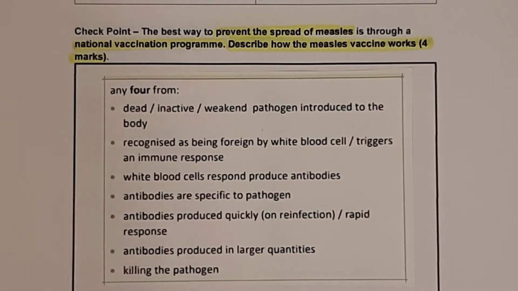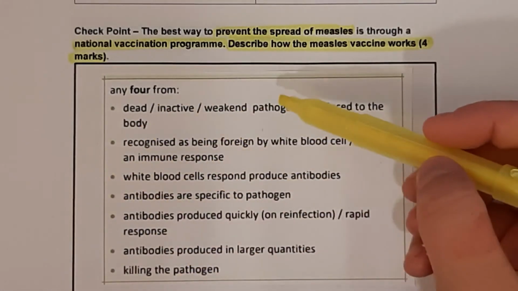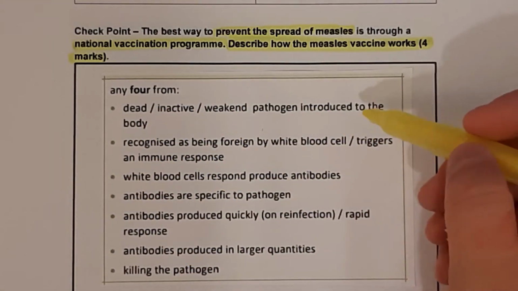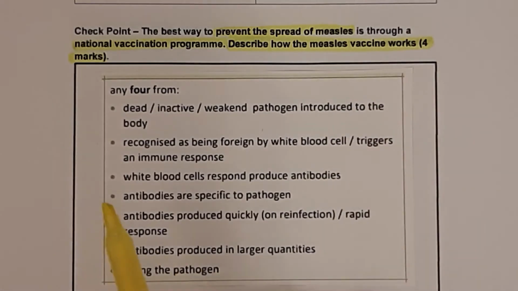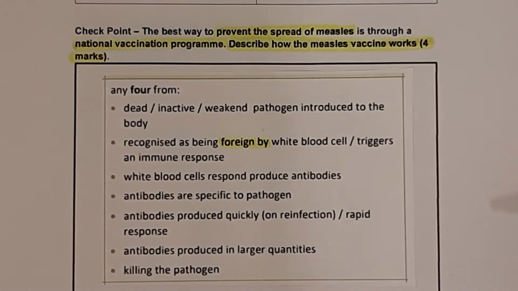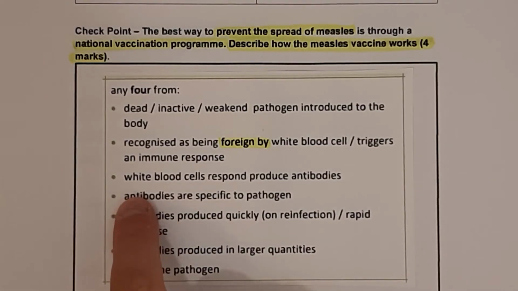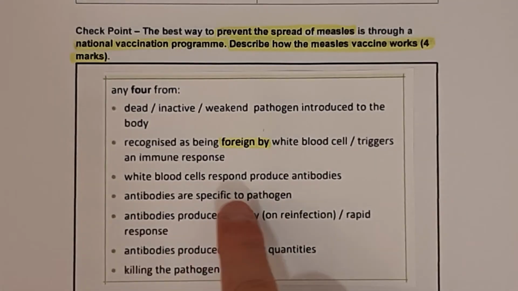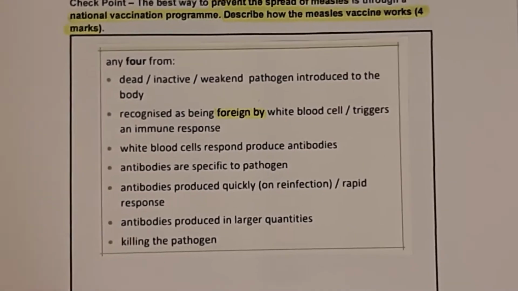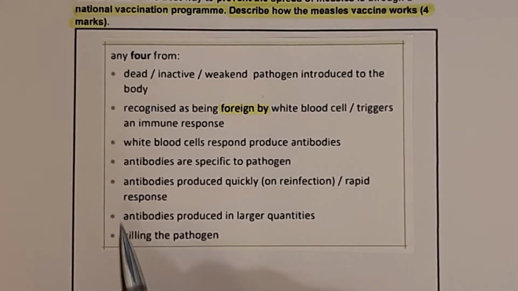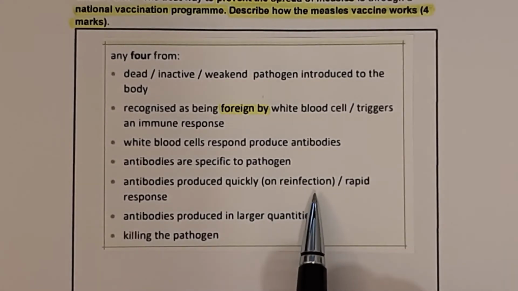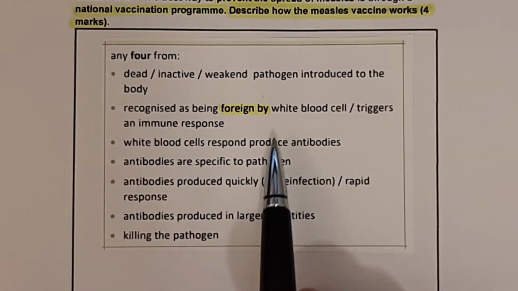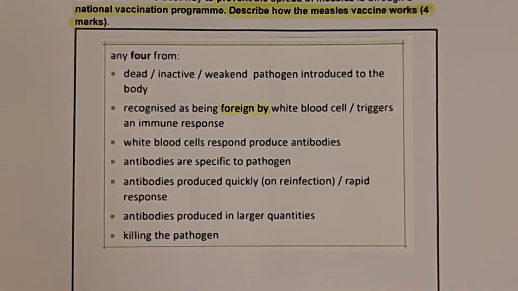Okay, let's go through that. So you can have any 4 of the following 7 points. So something along the lines of a dead, inactive or weakened pathogen is introduced to the body or injected into the body. Then that the body recognises it as being foreign or unknown to it. That the white blood cells trigger an immune response. Then the white blood cells produce antibodies, or they respond by producing antibodies. The idea that these antibodies are very specific to that pathogen, so you have to have the right antibodies for the job. Then the idea that the antibodies are produced quickly when you're reinfected because you've already done the complicated long slow part, or that there is a rapid response when you're infected again.